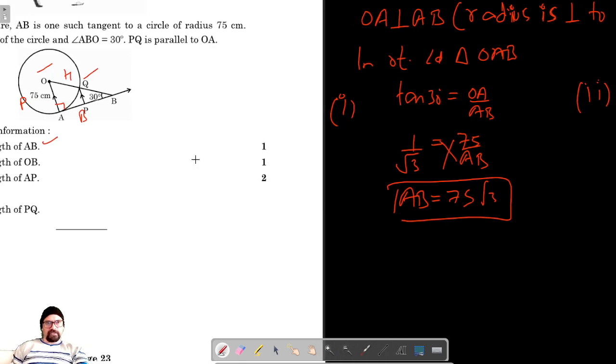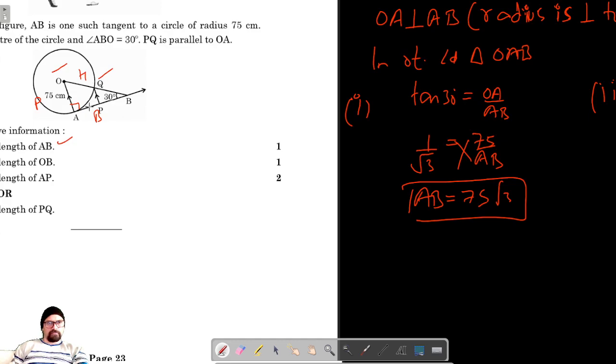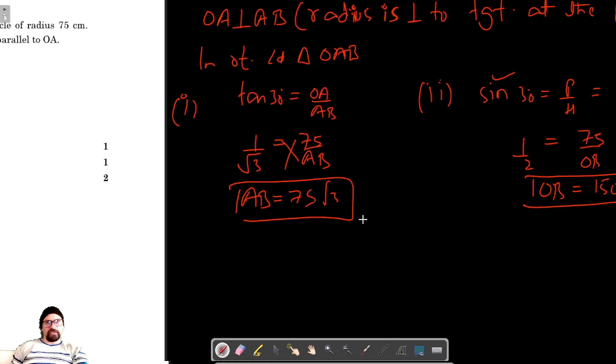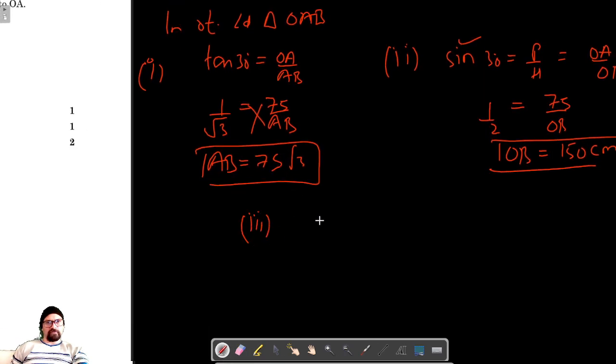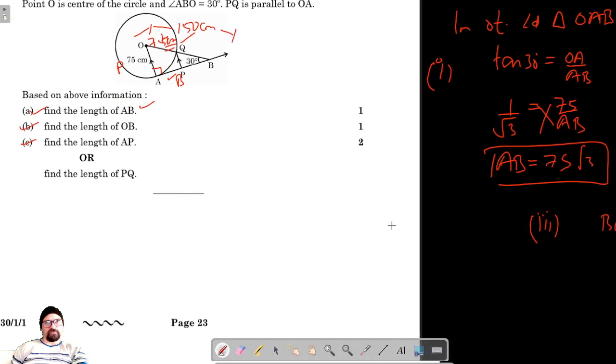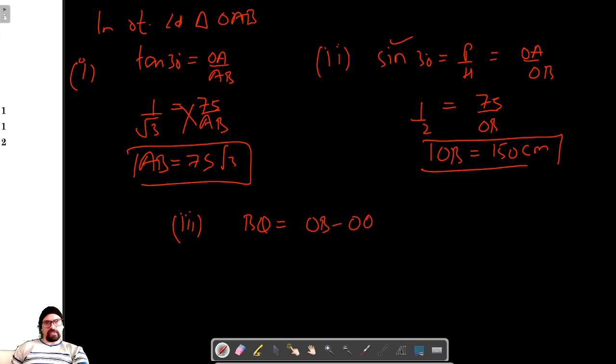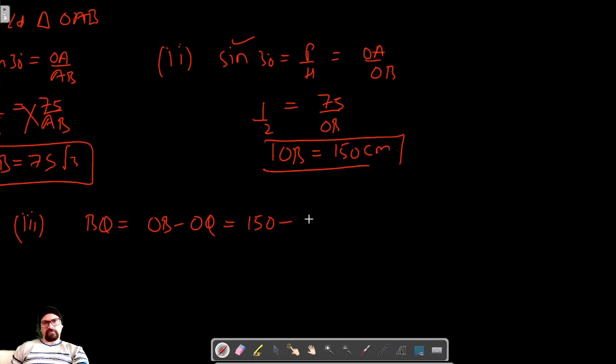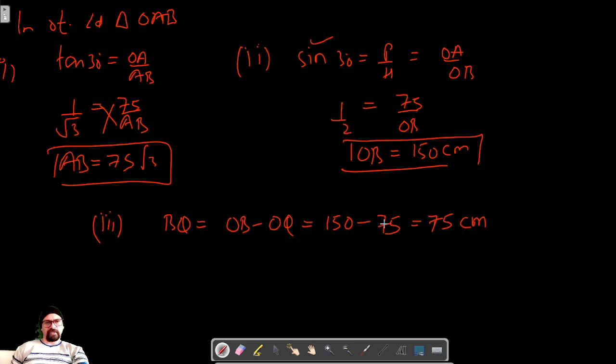Now, we have to find the length of AP, and we have found OB. We know the length of OB is 150 centimeter, and the length of OQ is a radius, so it's 75. Now we can get BQ. So BQ is actually OB minus OQ. OB is 150 minus OQ is 75, so this is 75 centimeter.